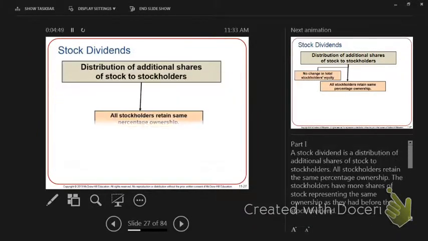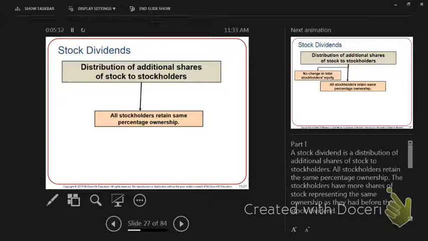All right, so what happens if you don't have enough cash? What's your option? You shouldn't offer a dividend. Well, you can't offer a cash dividend, but one of the reasons companies do dividends is to reward their shareholders. So if you don't have enough cash, you have a couple other ways to give back to your shareholders. One of them is a stock dividend.